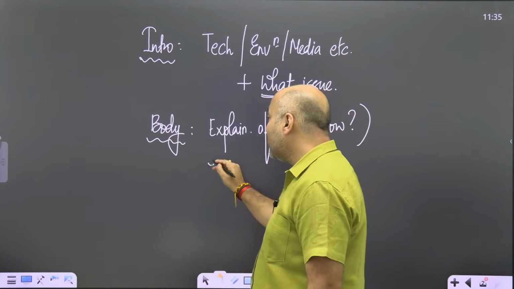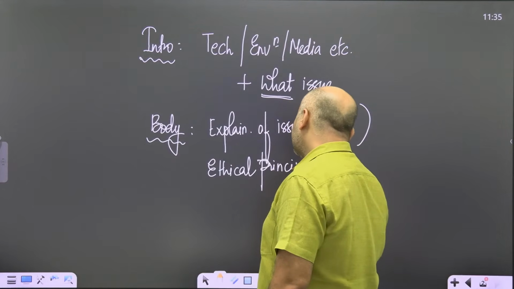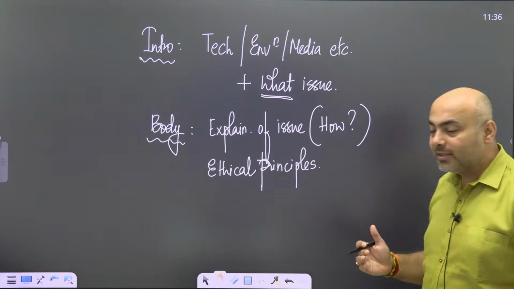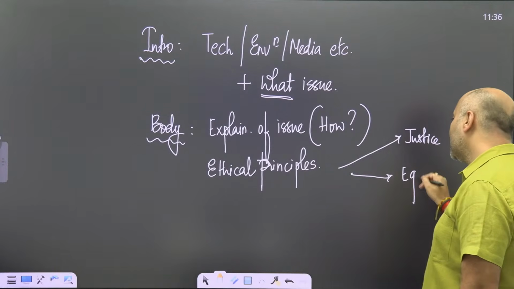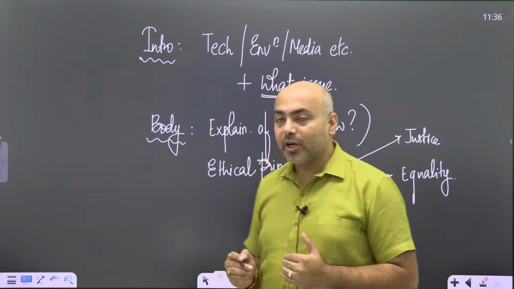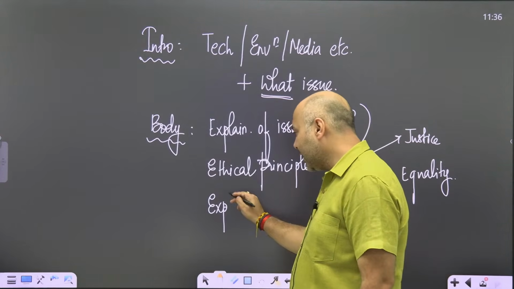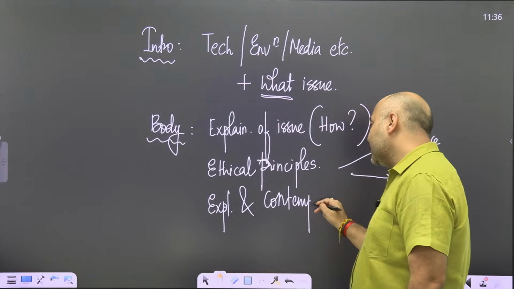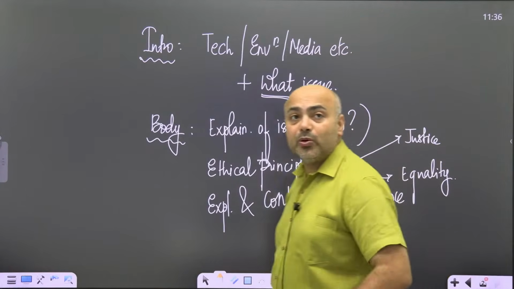In the second paragraph, we talked about ethical principles. If there is an issue, how may it be related to or a violation of certain ethical principles, maybe principles such as justice, equality, etc.? You would introduce these principles in the second paragraph of the body. And in the third paragraph, you can give examples, and along with examples, you can also add the contemporary relevance. You can write about the contemporary relevance of it.